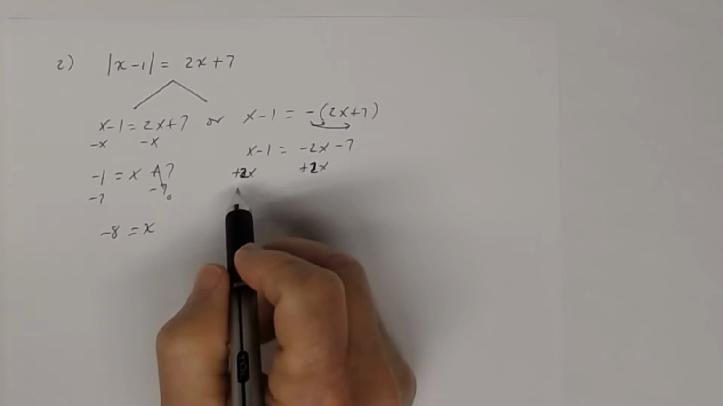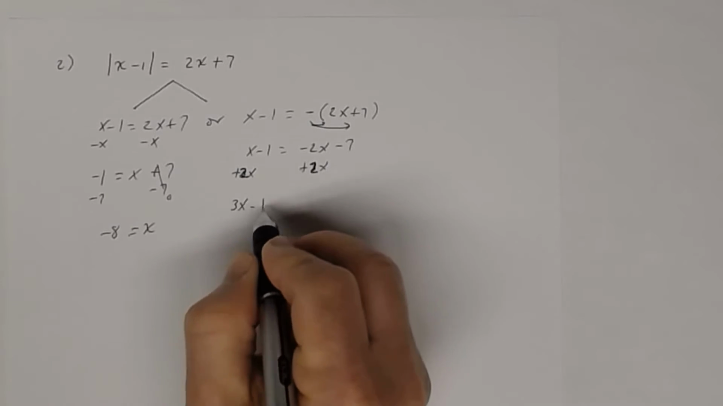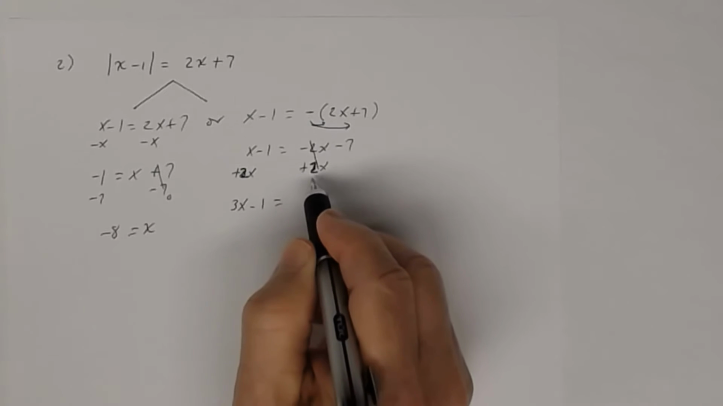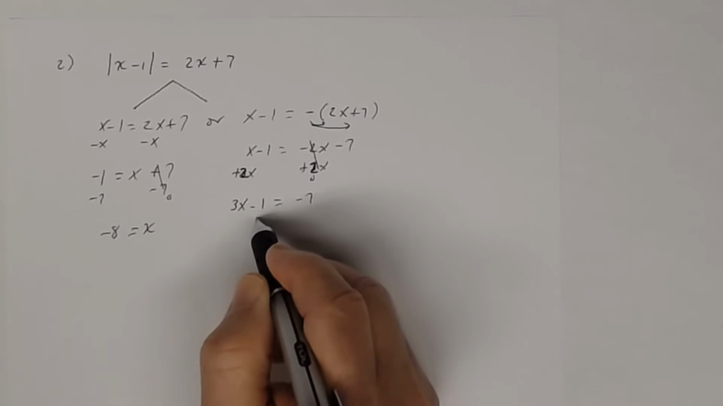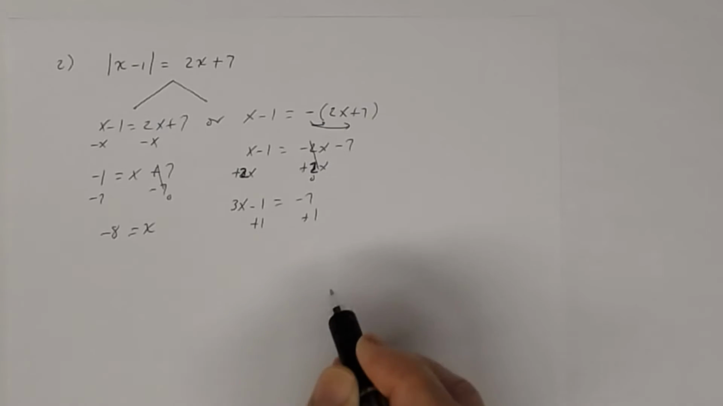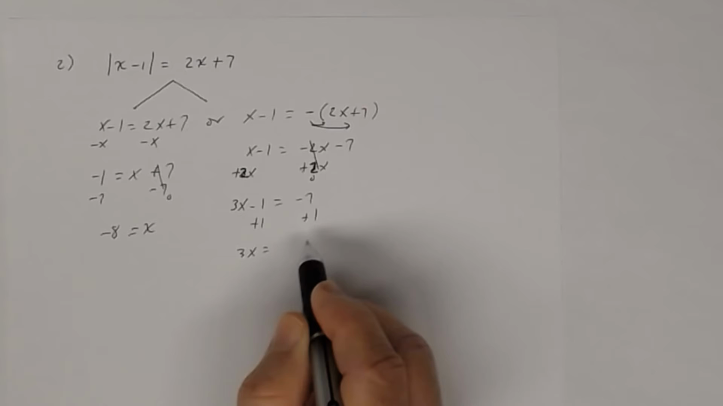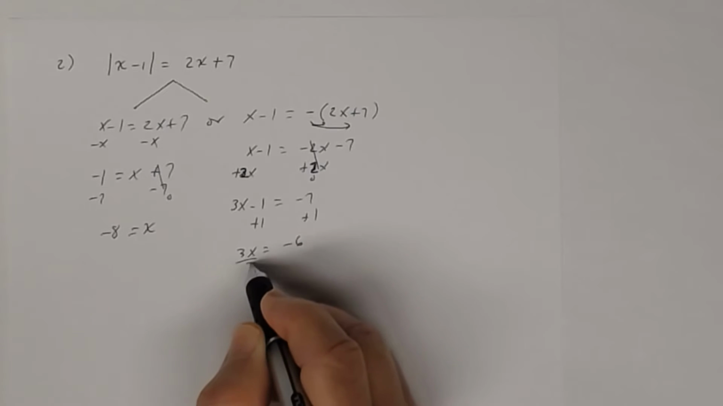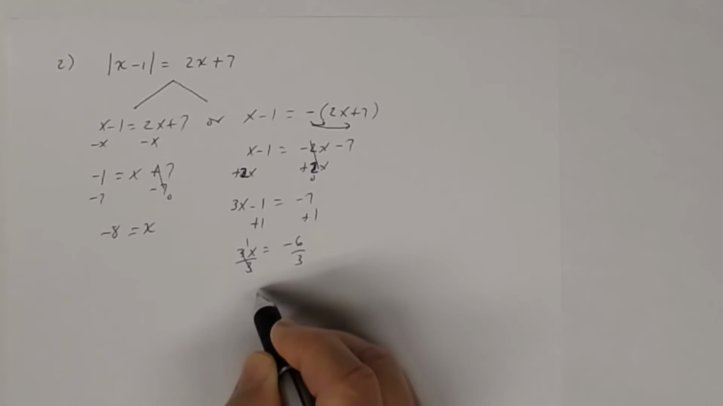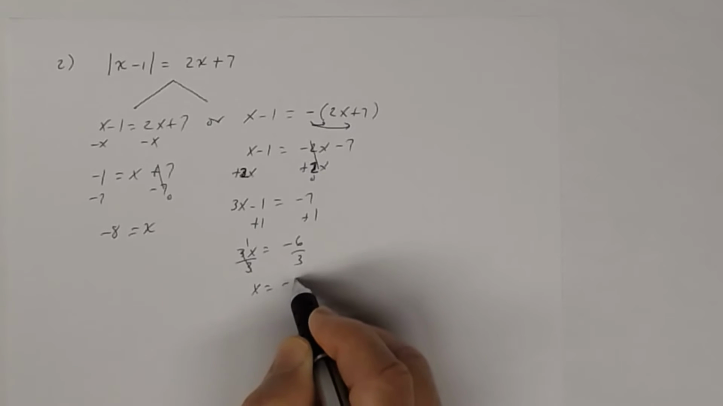Combining like terms, x and 2x is 3x, minus 1 equal. Negative 2x and 2x is 0. 0 and negative 7 is a negative 7. Adding 1 to both sides, I get 3x equal a negative 7 plus 1 is a negative 6. Divide both sides by 3. I get x to be negative 2.